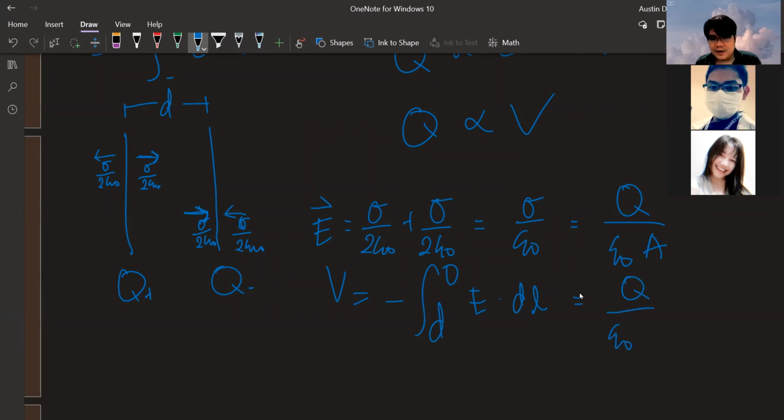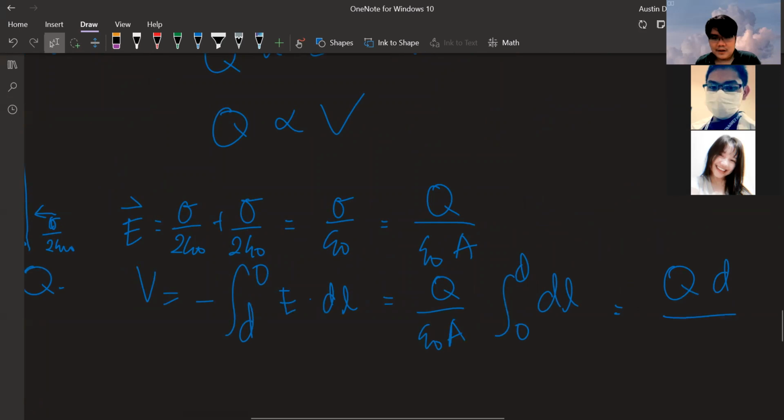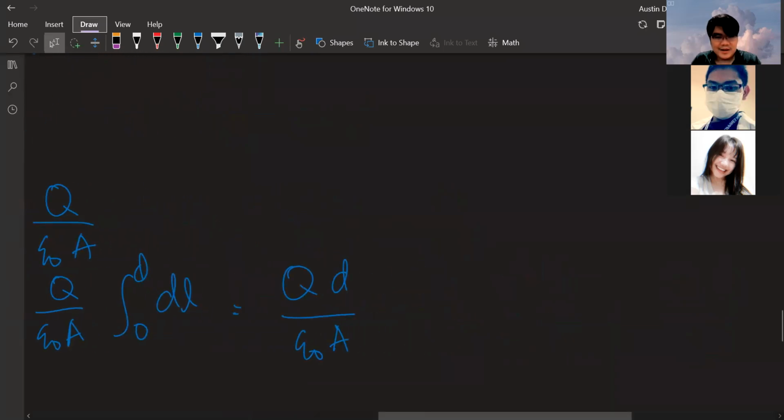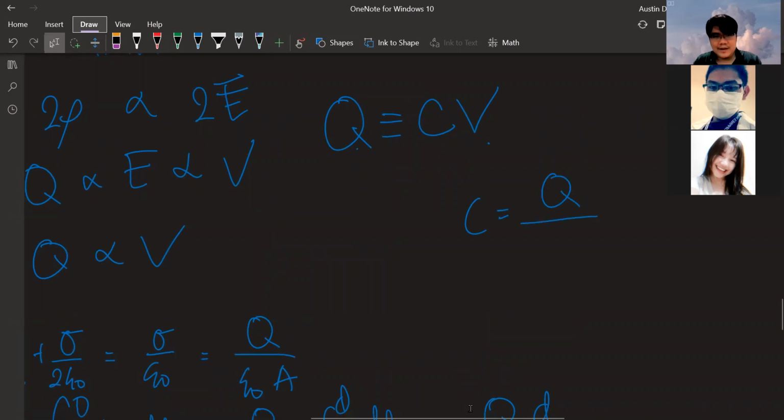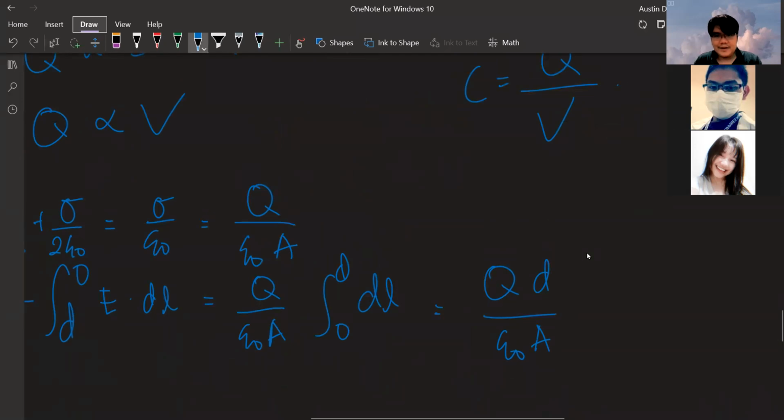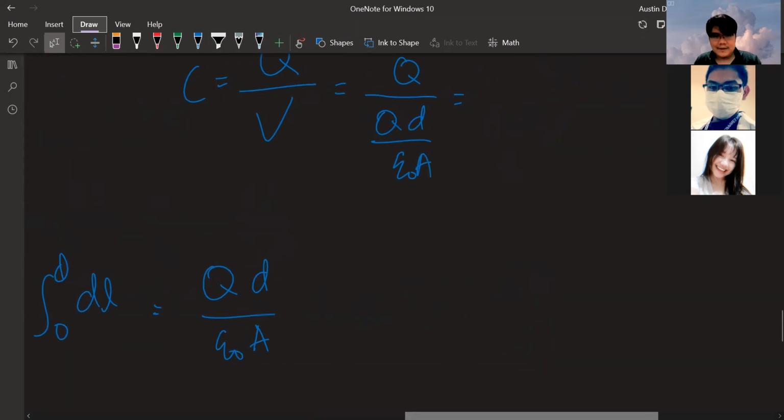And I have Q over epsilon naught A times 0 to D. Pinasok ko na yung negative sign sa loob ng integral. Then this gives me simply D. That is your potential, QD over A epsilon naught. But what we need to find is C. C is equal to Q over V. So I have this, Q over V. And this is simply, cancel out, epsilon naught A over D. Okay?